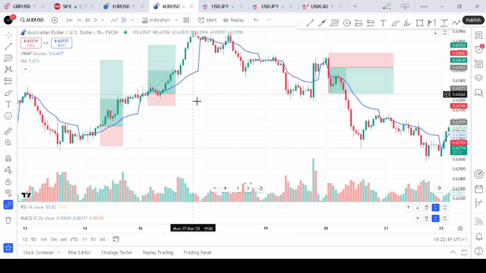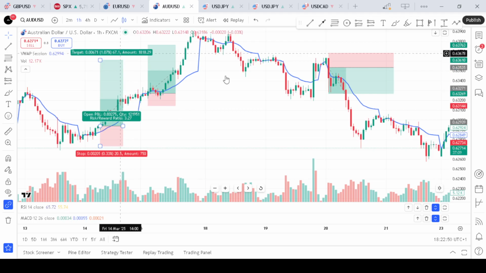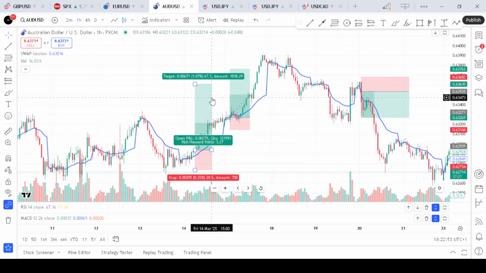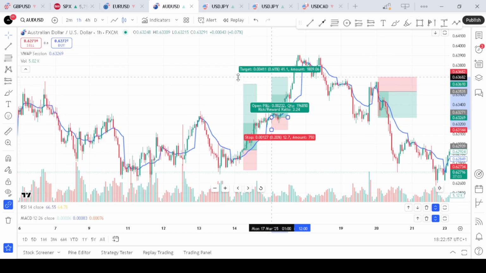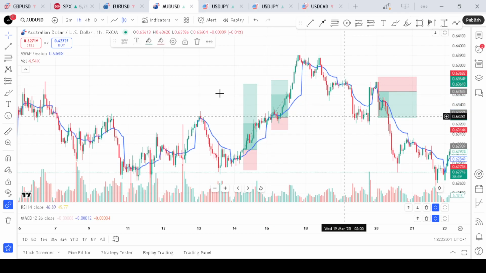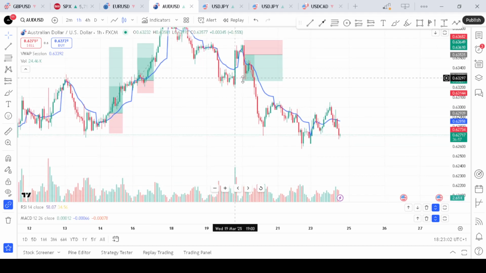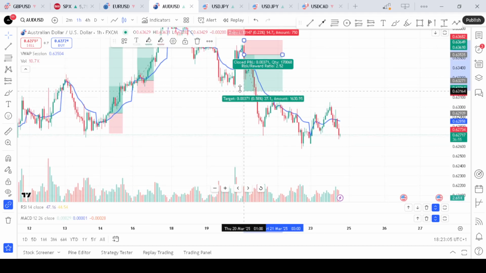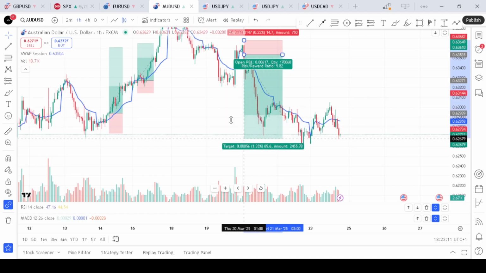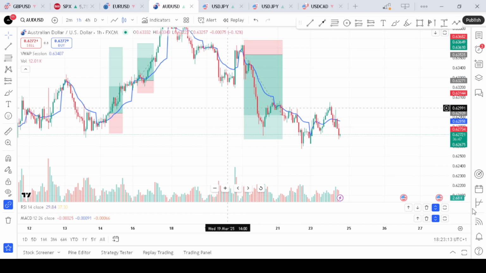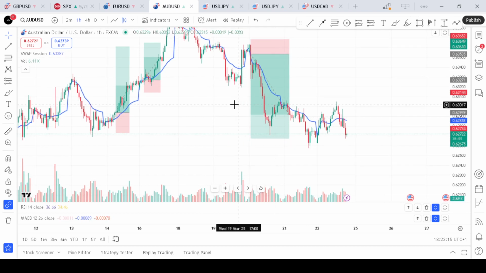Then as for your take profit, you can use previous support areas for your take profit region, or previous resistance areas for your take profit. You can take your profit at this low too. These are previous support or resistance areas for your take profit.